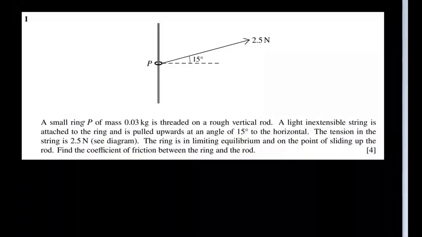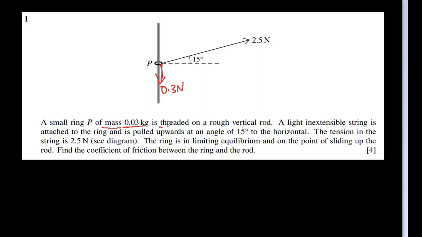Okay, a small ring P of mass 0.03 kg is threaded on a rough vertical rod. So let's see, mass of 0.03 kg means this ring has a weight downwards, which will be 0.03 multiplied by 10, which is the common acceleration due to gravity downwards, and that causes weight. So 0.03 multiplied by 10 will be 0.3 newtons.